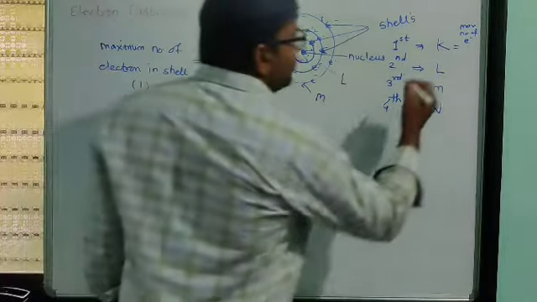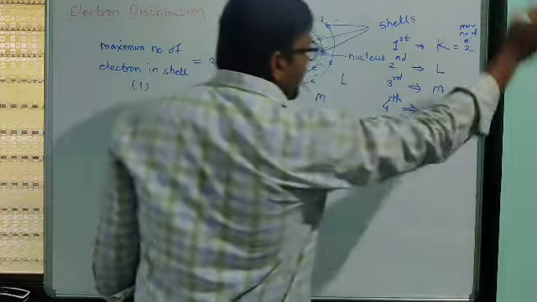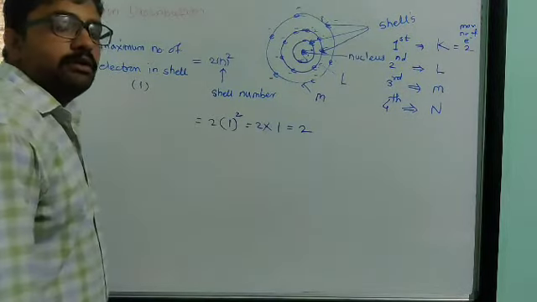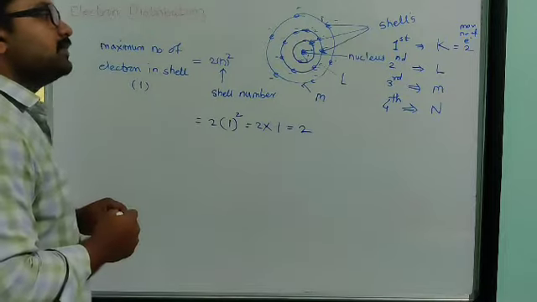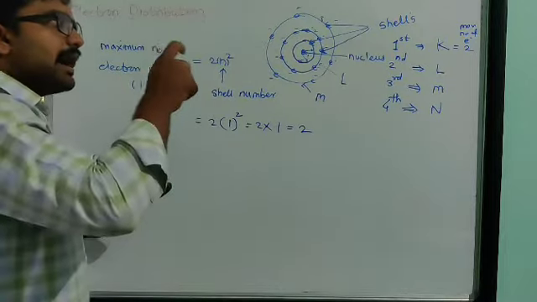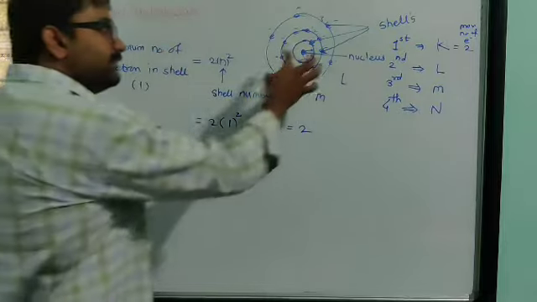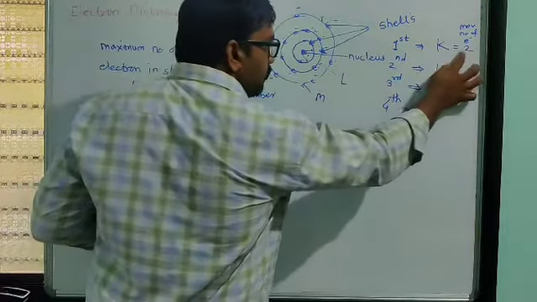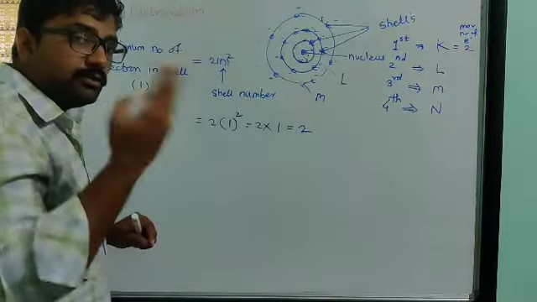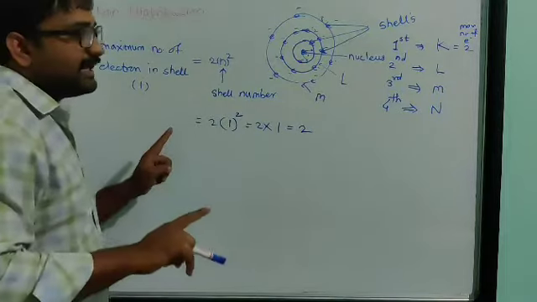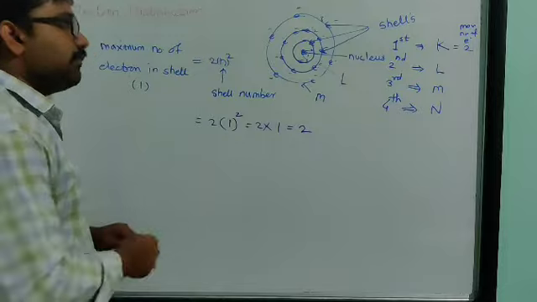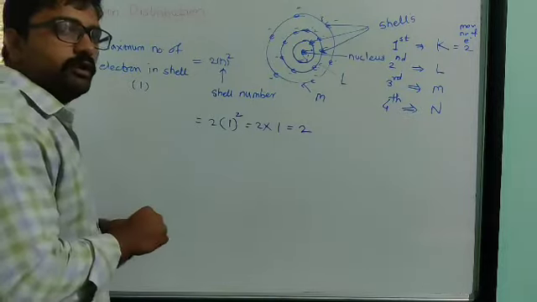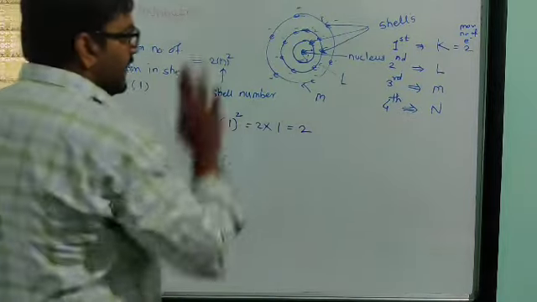So the maximum holding capacity of the K shell, the first shell, is 2 electrons. More than 2 electrons will not stay in the first shell, the K shell. Now we use the same formula for the second shell, that is the L shell.